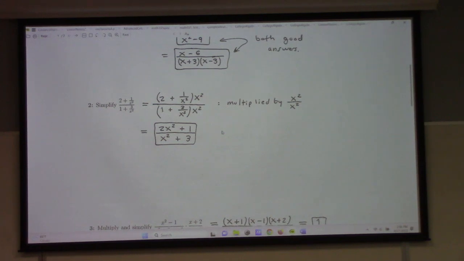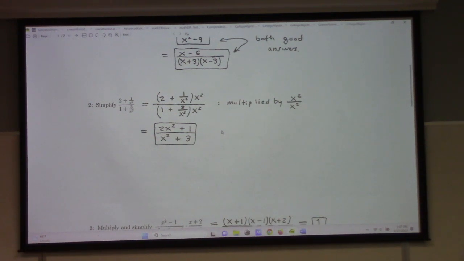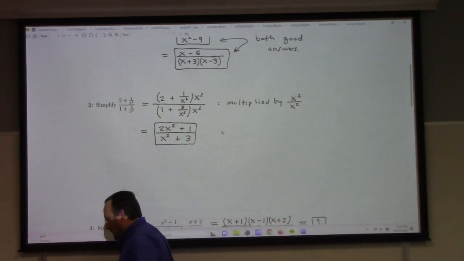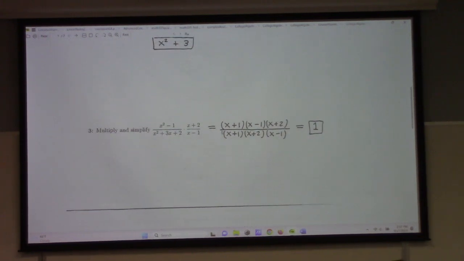Now problem number two, what I did was I multiplied by x squared on top and bottom, distribute, and there it is. That's all there is to do. Again, this is posted in Canvas. You don't need to hurry to write these answers down if you don't want to, but you can if you do. Yeah, this room didn't get it. There we go. Okay, so it's number two. Number three. Again, Michael, it's posted in Canvas.